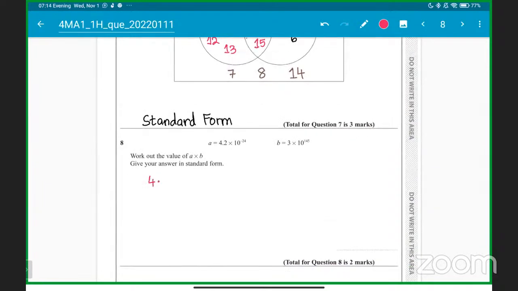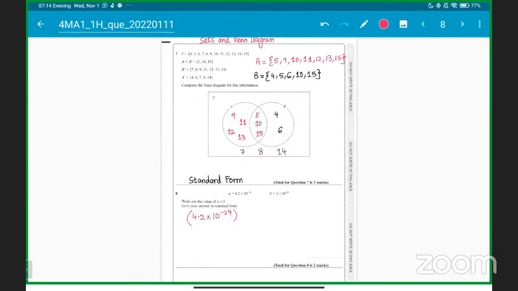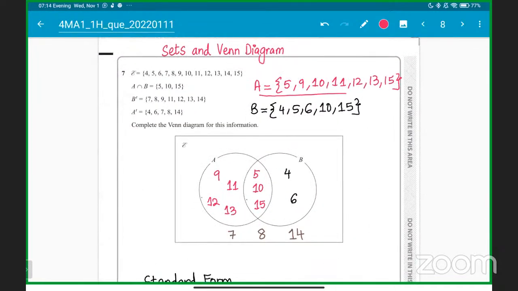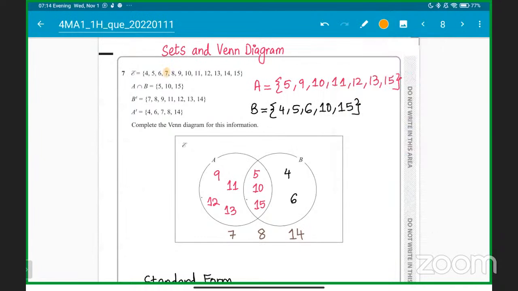So in the question, why are 7, 8, and 14 outside? Because 7, 8, and 14 are not coming in A and B. You see, 7, 8, and 14 are not coming in A and B, so they will be outside. They are just part of the universal set. They are not coming in the intersection, and they are not coming in the union values as well. Whatever doesn't come in A and B or the intersection will be left outside.